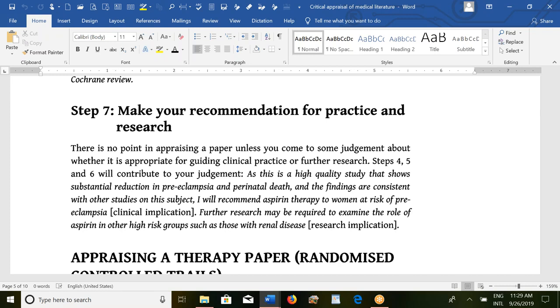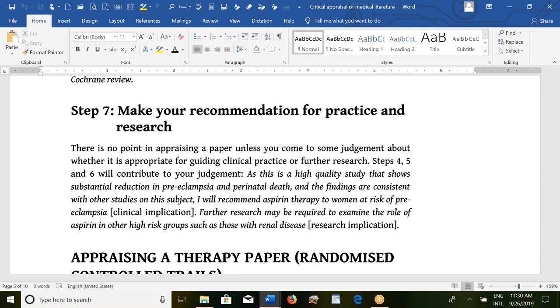So then after reading everything, you can make your recommendations for practice and research. As you know, there is no benefit of appraising a paper unless you come to some judgment about whether it is appropriate for guiding clinical practice or further research is required. Okay? So, the previous comments we did in sections 4, 5, and 6 will also help you in making your judgment.